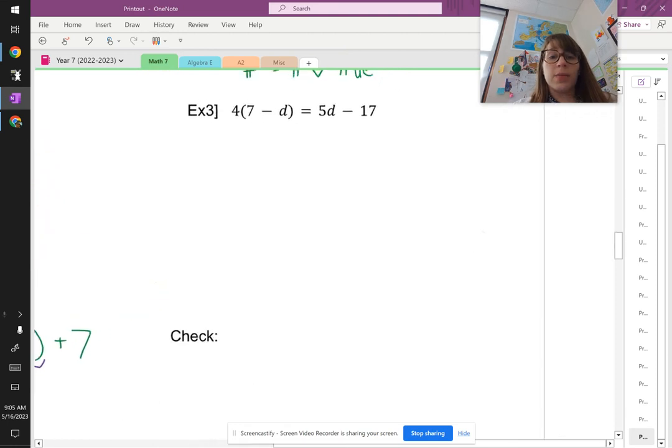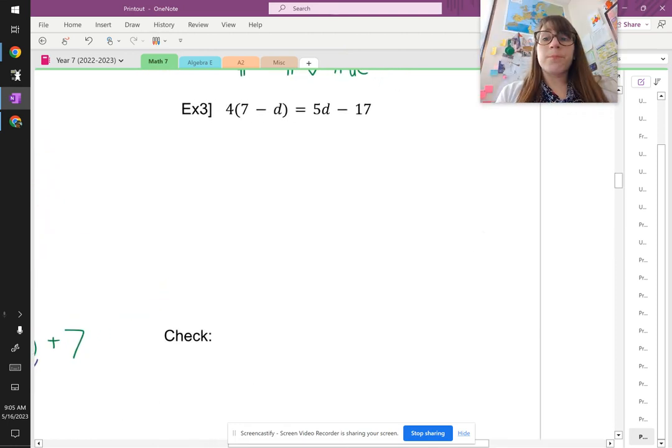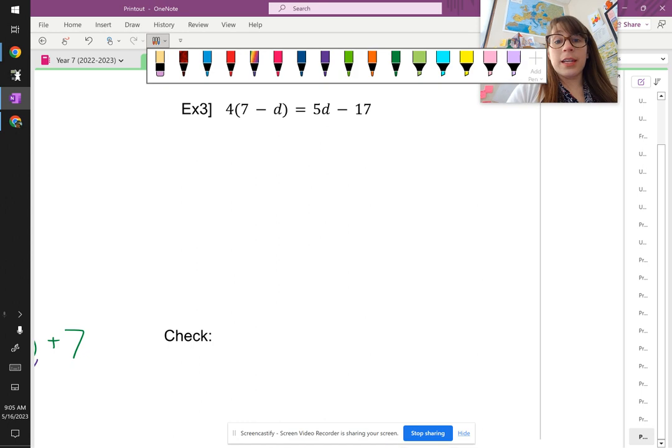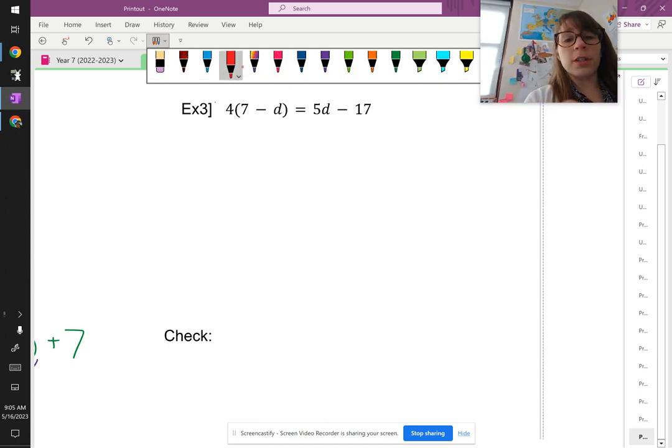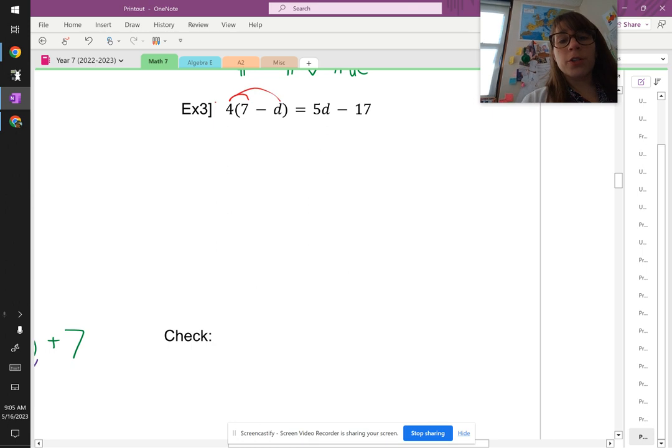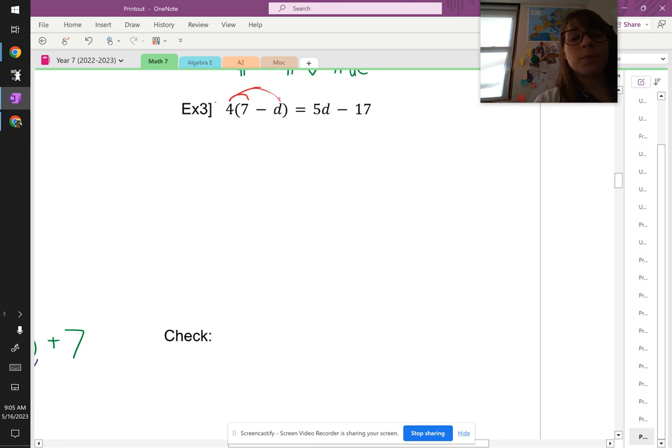Right, example 3 here on 10-1. Last one. This one's just a little bit more complicated. As you can see, it has some distribution that we need to start off with. So first things first, going to distribute that 4 to both pieces inside those parentheses.